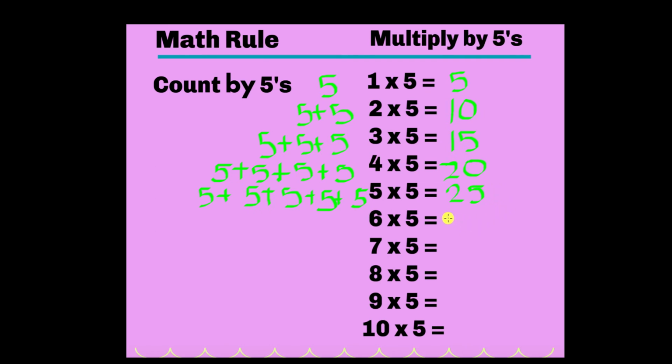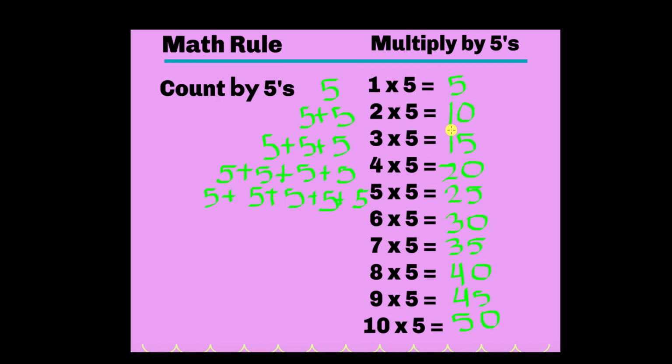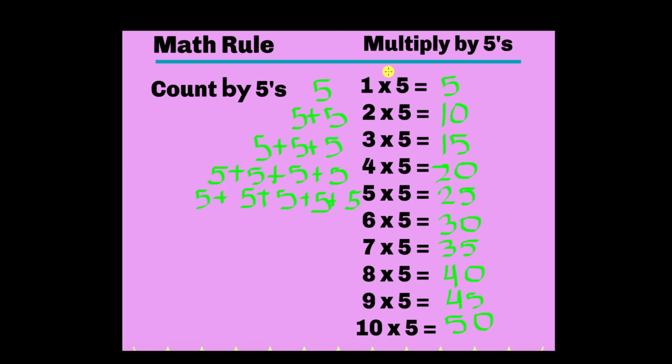So 6 times 5 is going to be what? 30. 7 times 5 is going to be what? 35. And then 8 times 5 is going to be what? 40. And then 9 times 5 is going to be what? 45. It's a pattern. And then 10 times 5 is going to be what? 50. Now this is an easy way to remember how to get the answer when you're multiplying by 5.